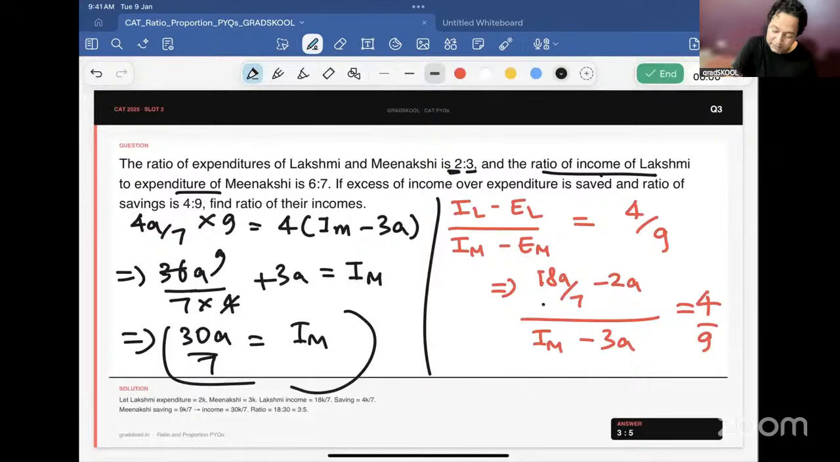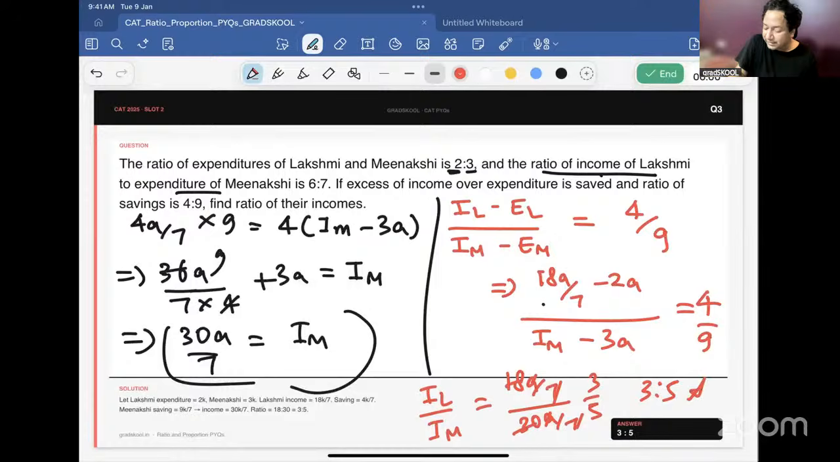So what is that? IL upon IM is 18A by 7 whole upon 30A by 7. A got cancelled, 7 got cancelled, 18 upon 30. 6 3s are 18, 6 5s are 30. Answer is 3 is to 5. That happens to be your answer. Is that clear, everyone?